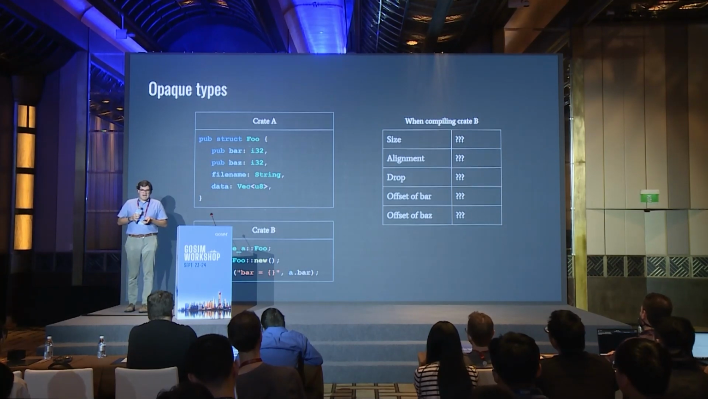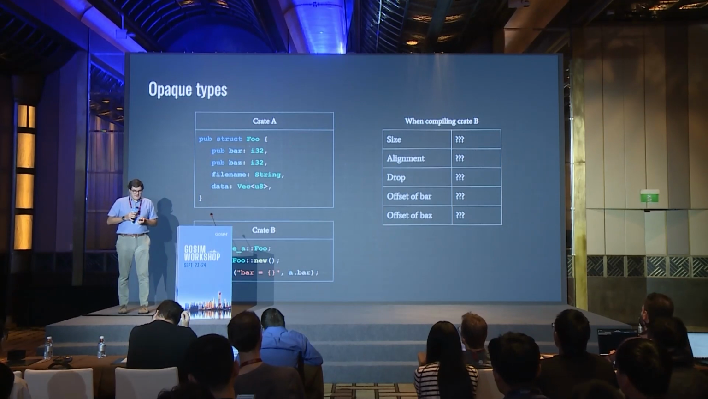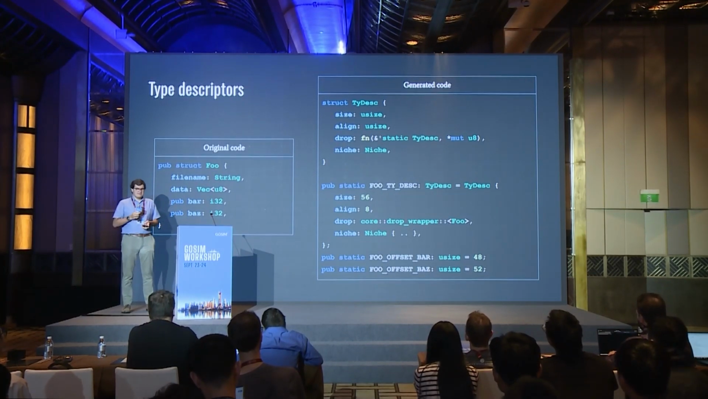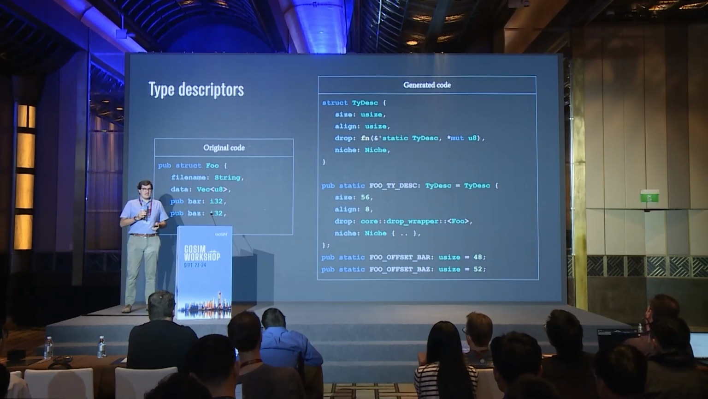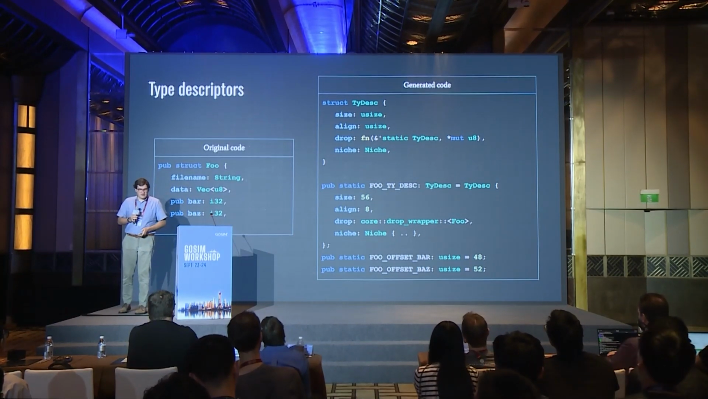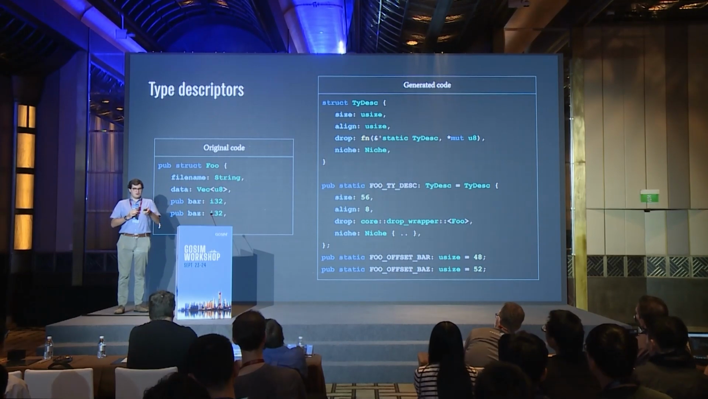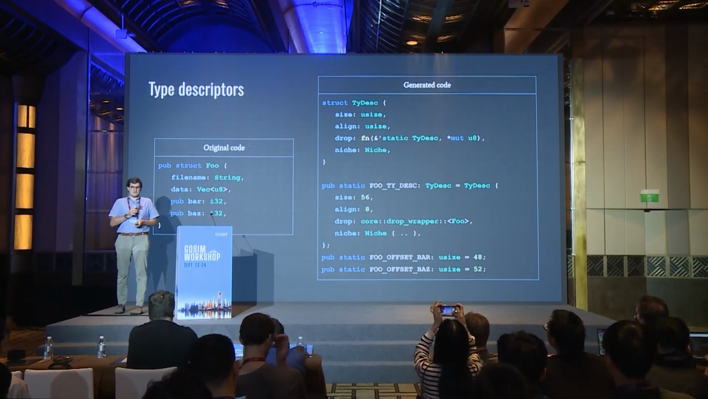So how can crate B use this type? The solution here is, since this information is not known to crate B at compile time, make it available at runtime. So you'll note here that the struct layout algorithm has actually reordered the fields and put the bar and baz fields at the end of the struct.